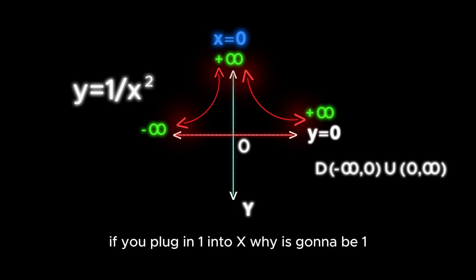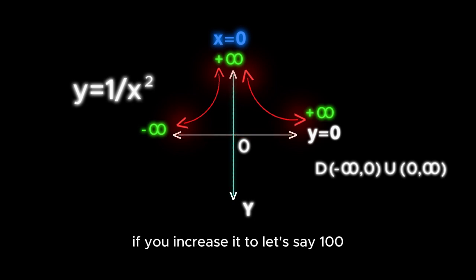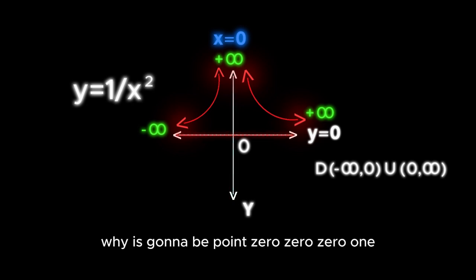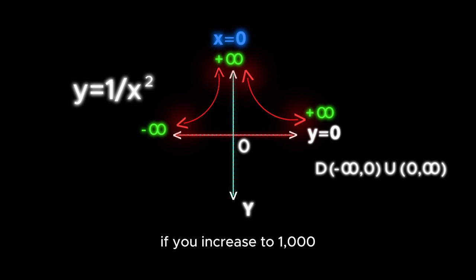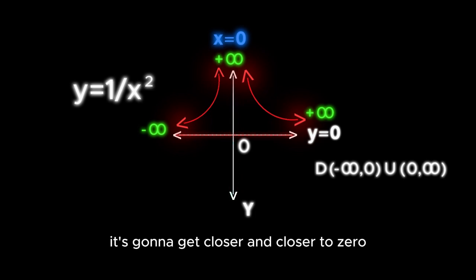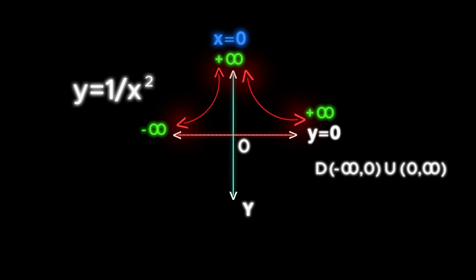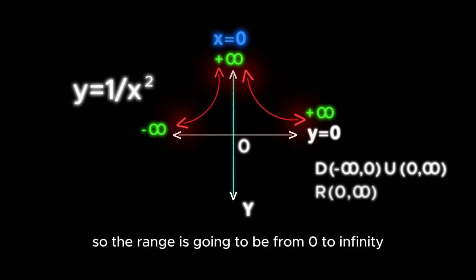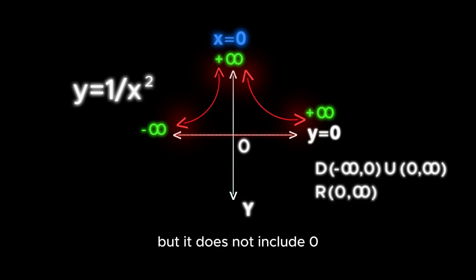If you plug in 1 into x, y is going to be 1. If you increase it to, let's say, 100, y is going to be 0.0001. If you increase to 1,000, y is going to be 0.000001. It's going to get closer and closer to 0, but it never actually touches 0. So the range is going to be from 0 to infinity, but it does not include 0 since that's a horizontal asymptote. So we have to use a parentheses.